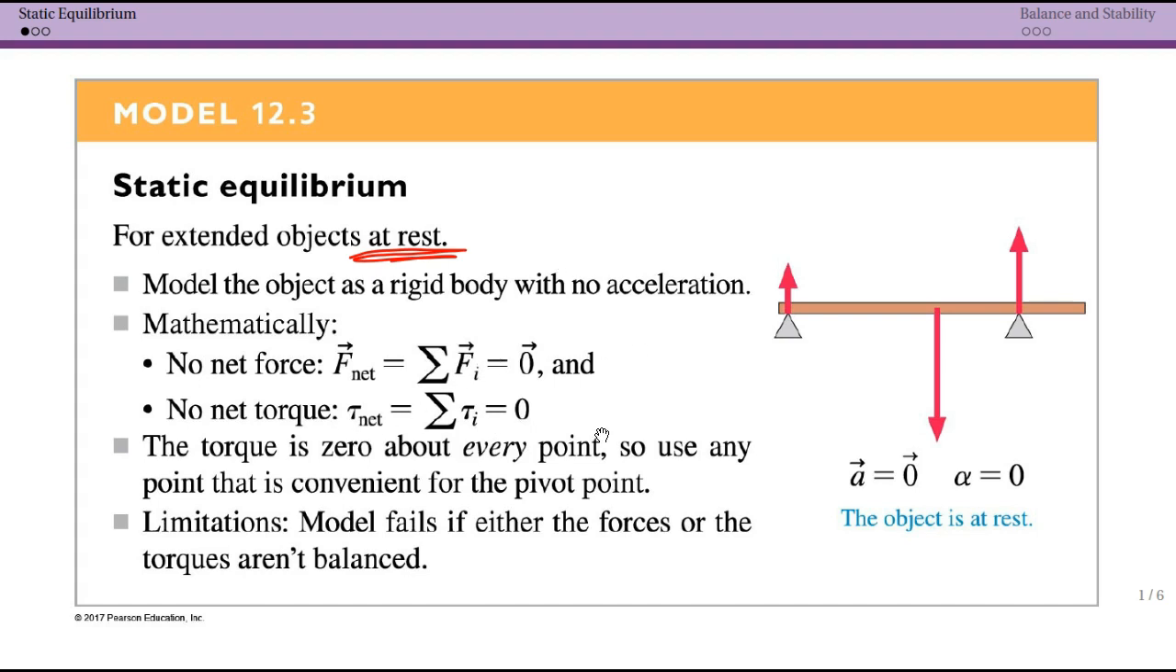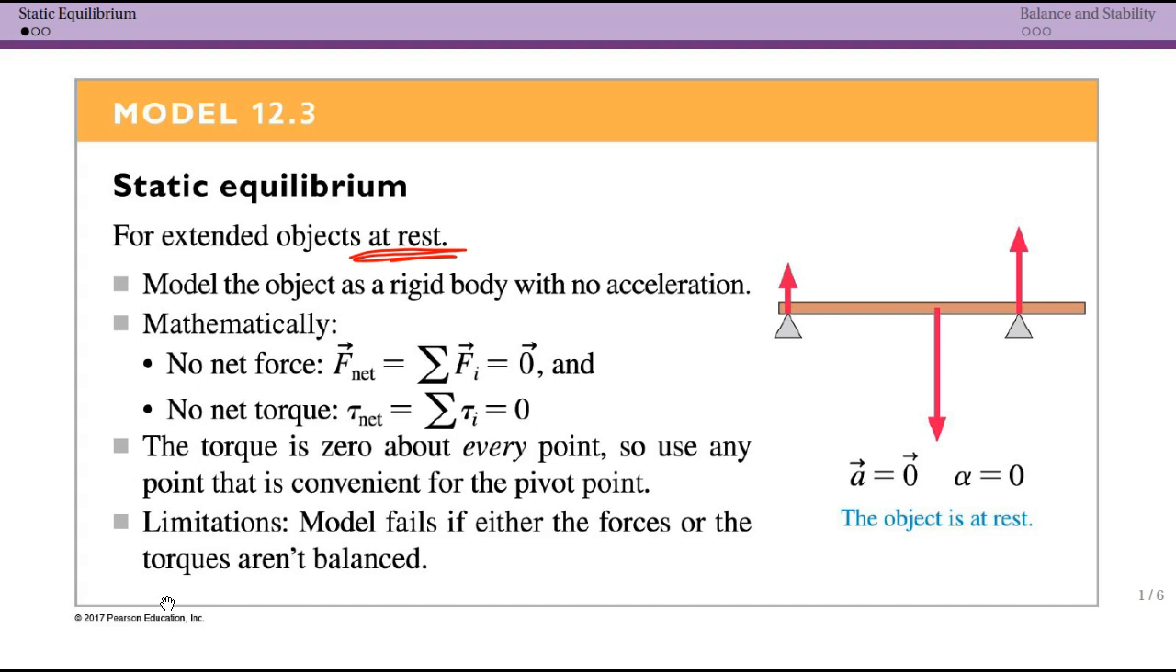Now, it is important that both of these are true. If you have no net torque, but you do have a net force, that could be translational motion. If you have no net force, but you do have a net torque, then you can have rotational motion with angular acceleration.